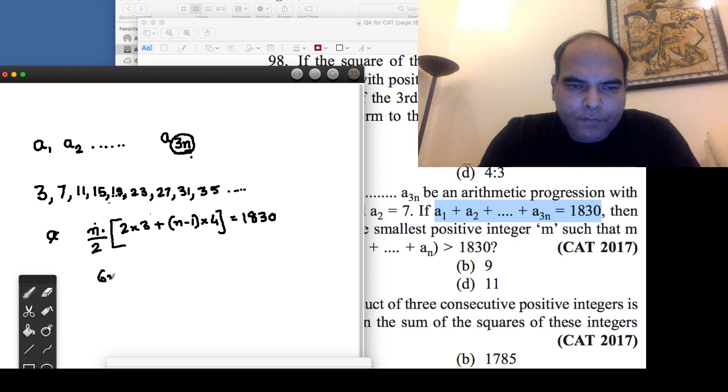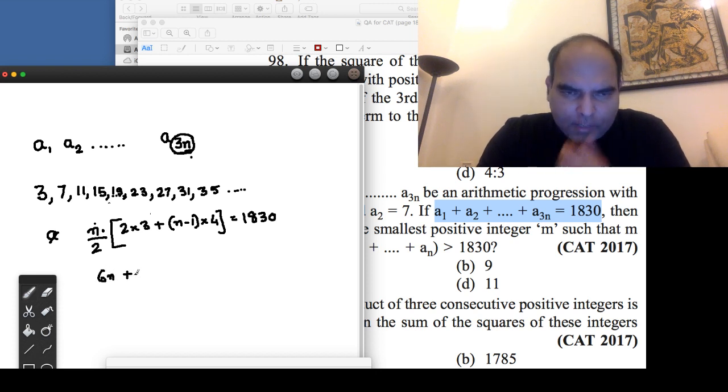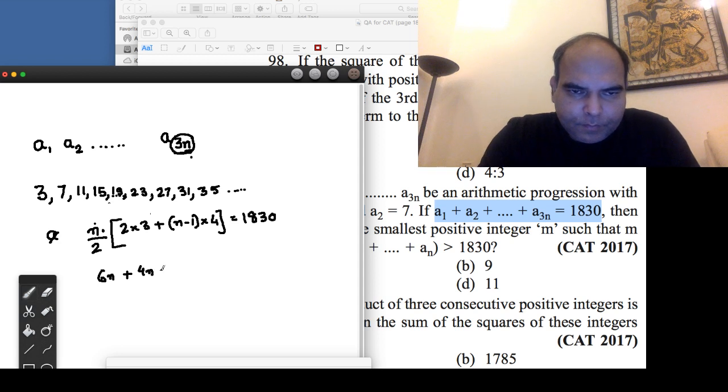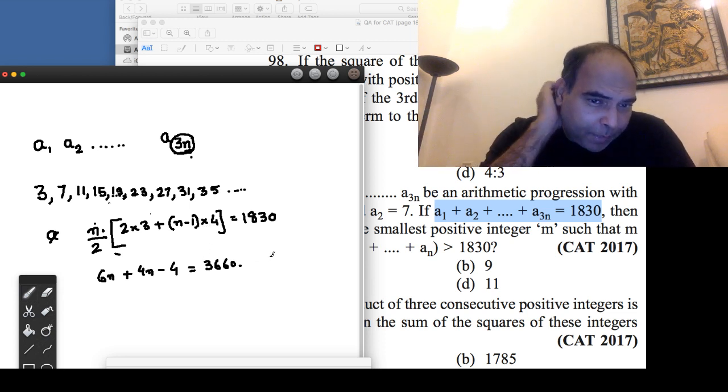So 6n plus 4n, if I take the 2 on the other side, 6n plus 4n minus 4 is equal to 3660 kind of thinking here. I hope I've got everything right here. N by 2 into 2a plus n minus 1 into d. That's the formula. So if you solve this, you can get a value for n from here.